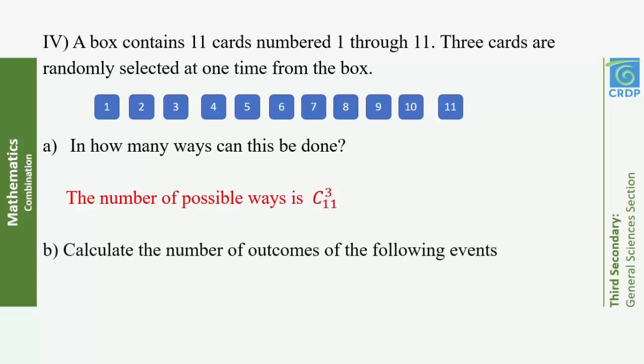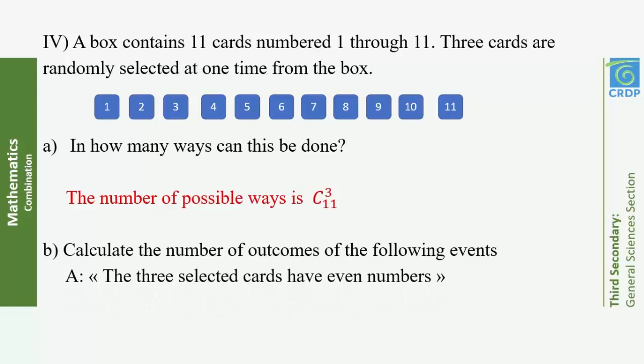Calculate the number of outcomes of the following events. The first event, the 3 selected cards have even numbers. So notice that 5 of the given cards have even numbers, so my selection now will be 3 cards out of 5 holding even numbers, so it's a combination of 3 taken from 5.